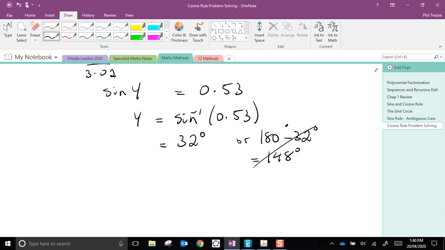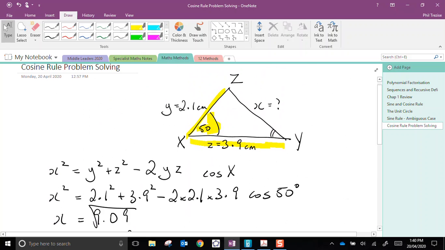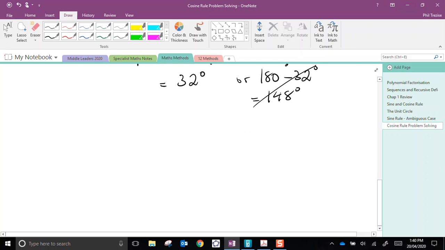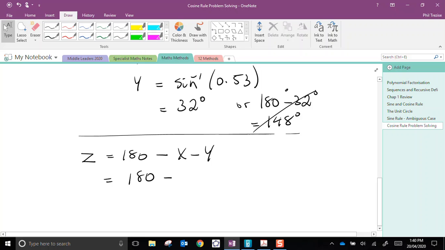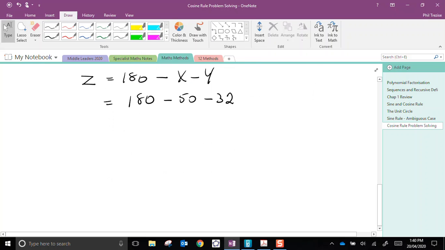Now if I have angle y of 32 degrees, then it's child's play to find angle z. That's just the angle sum. So angle z is 180 minus angle x minus angle y. Angle x was 50, wasn't it? Yes, angle x was 50. Angle y is 32. So by the time we subtract 82, we have 98 degrees for angle z. Now we've solved our triangle.